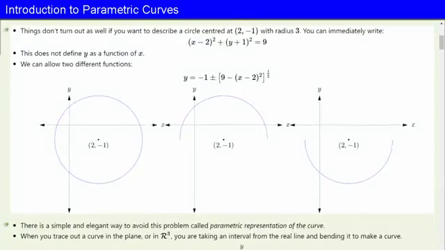If you want to describe a circle centered at the point (2, -1), say, with radius 3, you can immediately write (x - 2)² + (y + 1)² = 9, but this does not define y as a function of x. What we can do, for example, is to allow 2 different functions, y = -1 ± √(9 - (x - 2)²). Using the plus sign, we have one function, and the other one uses the minus sign.